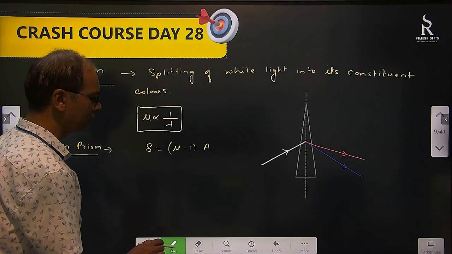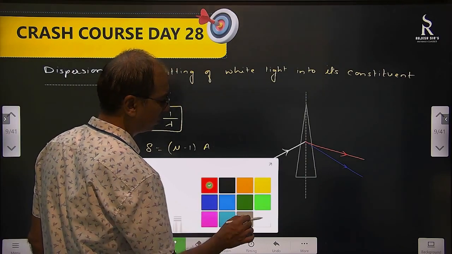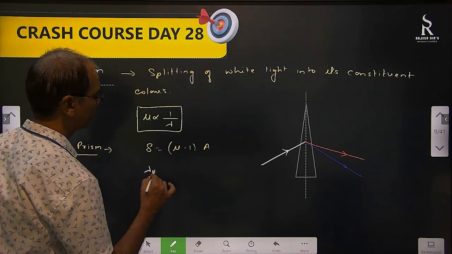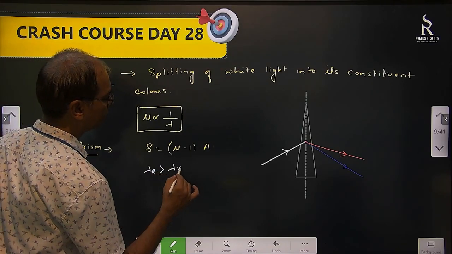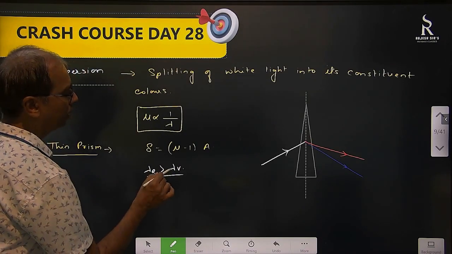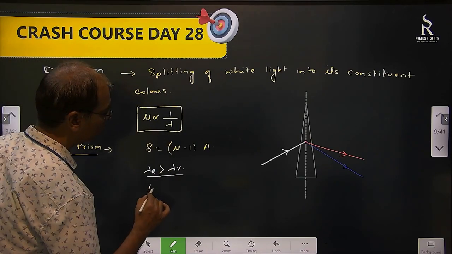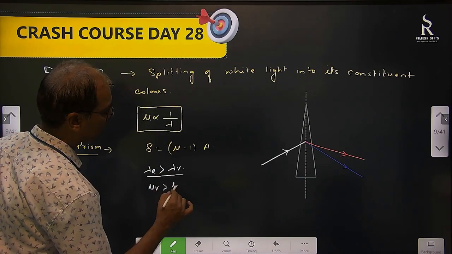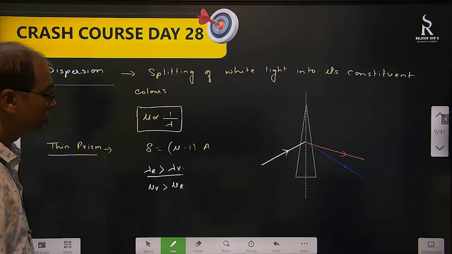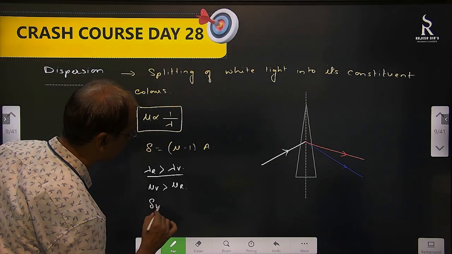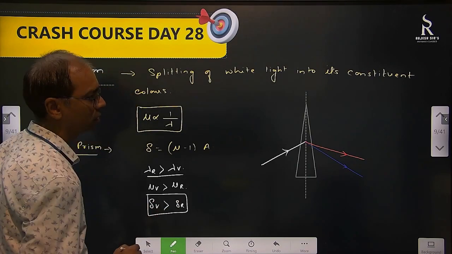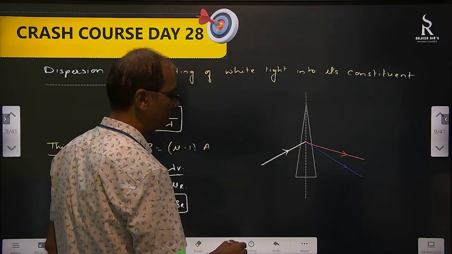So the question now is, the refractive index is more for whom? We know that lambda r is maximum and lambda violet is minimum. So from here, we can say that mu v is more than mu r, because mu is inversely proportional to lambda. So we can get that delta v will be more than delta r. In fact, delta v will be maximum. You can see that that is correct also. We have made it in that way only.